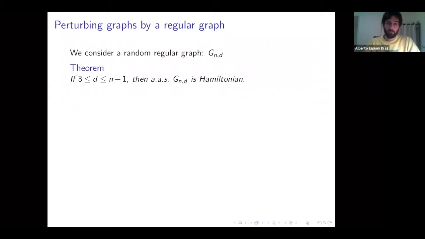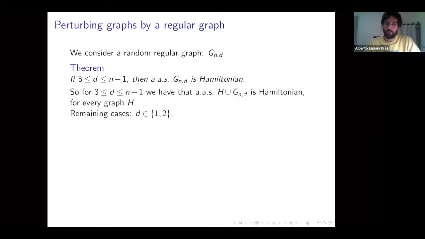So somehow for us, this might seem a bit discouraging, because this means that for every value of d between 3 and n-1, the union of any deterministic graph with a random d-regular graph is going to be Hamiltonian with very high probability, independently of the deterministic graph, just because of the random graph itself. And then somehow the only two cases where the deterministic part might play a role are when d is equal to 1 and 2. So it might seem that there's not much to say here, but we actually thought that these two cases were quite interesting.